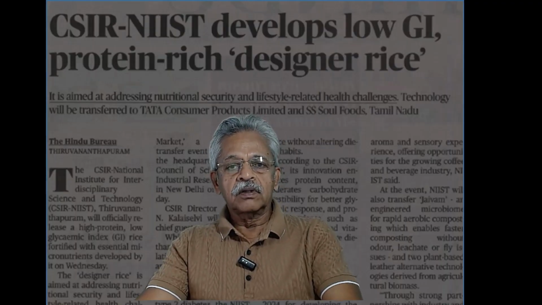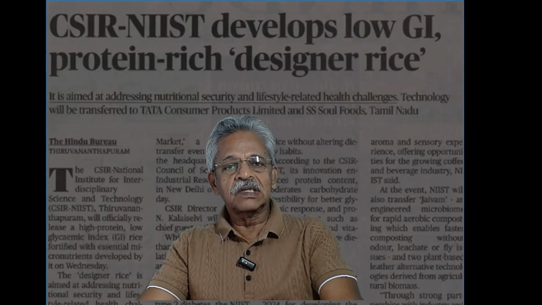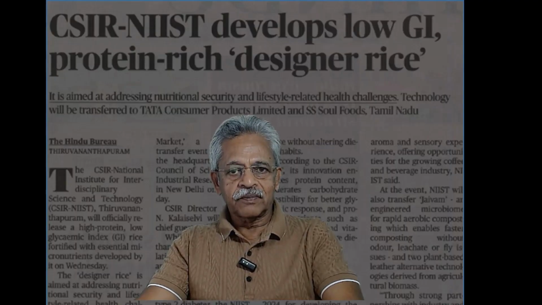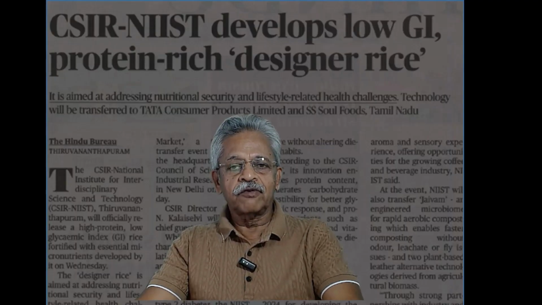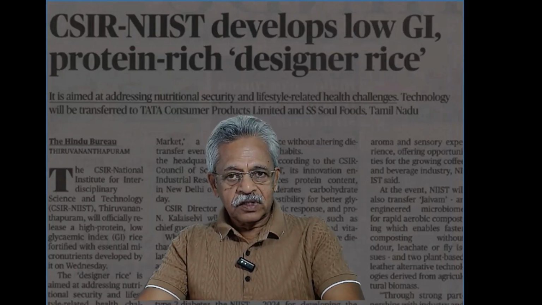First, how they reduce the glycemic index from 70 to 54. Rice is a starch, and you have two types of starch: resistant starch and non-resistant starch. Non-resistant starch is digested very fast, and this is the one which causes the glucose spike. If I reduce the quantity of this non-resistant starch, I can prevent the glucose spike. That is done here.